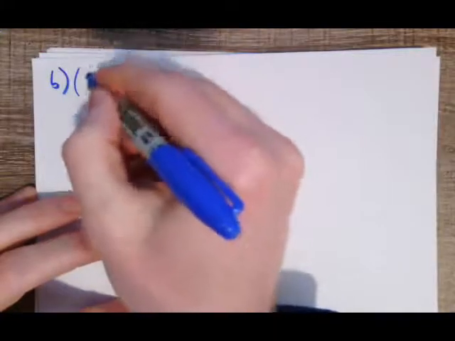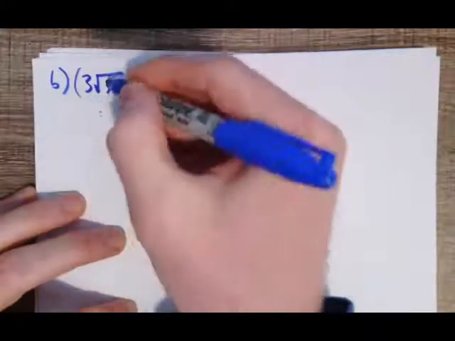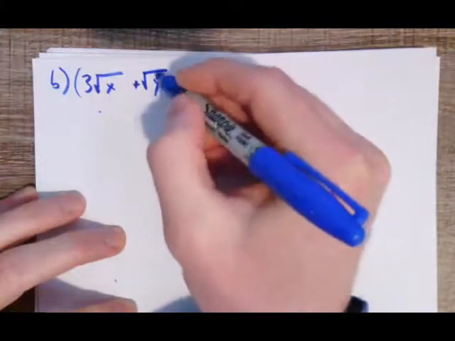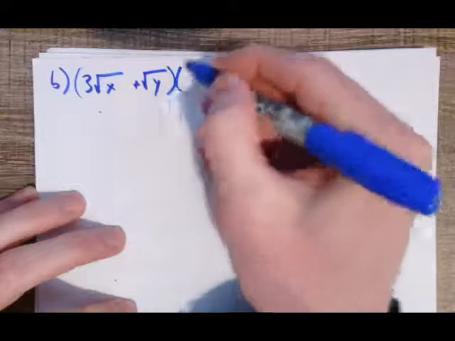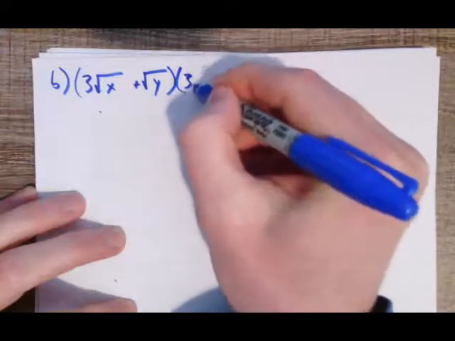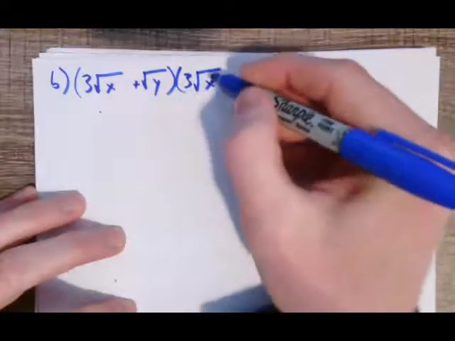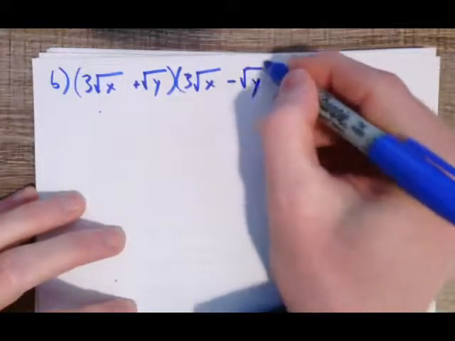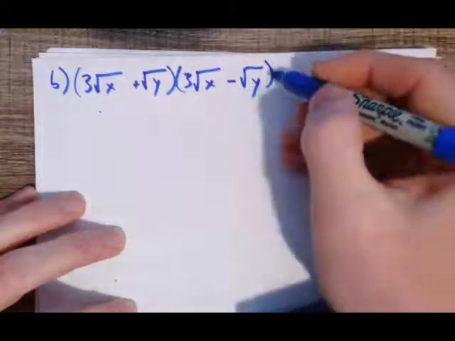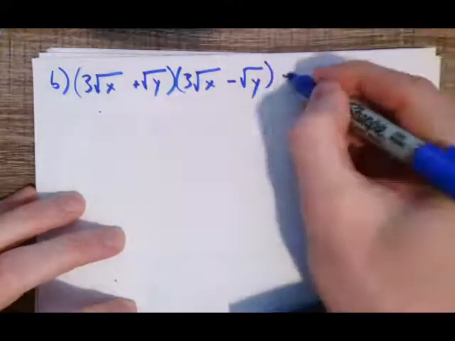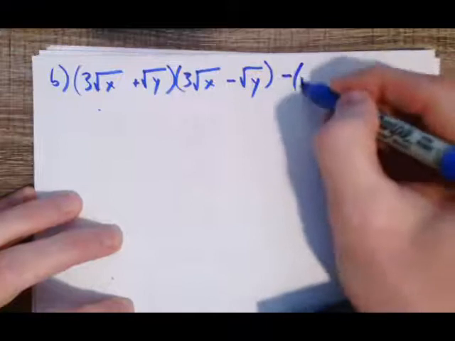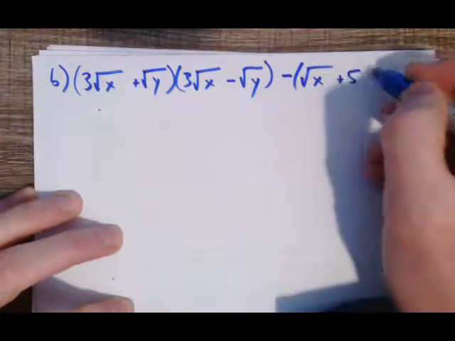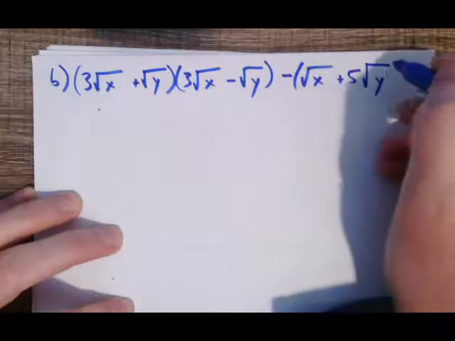B, 3 root x plus root y, I'm really mixing it up here, times 3 root x minus root y. Oh, there's another difference of squares here, my friends. But then we've got, oh, we got something else in here that's craziness. Minus root of x plus 5 root y, squared.